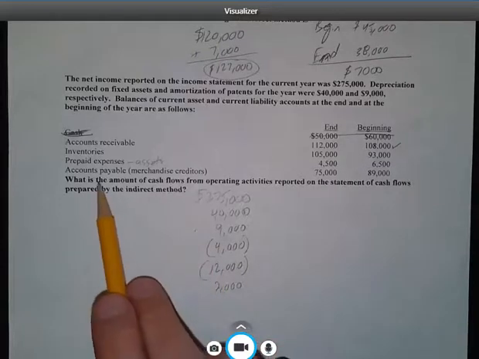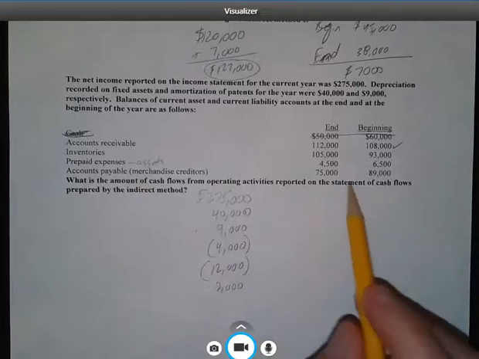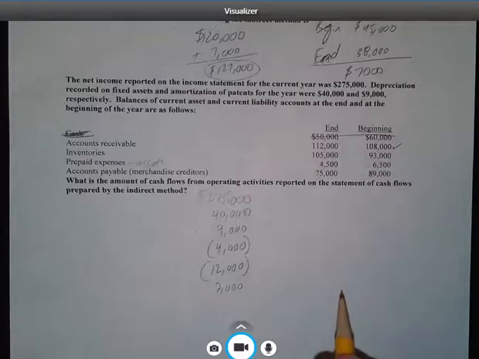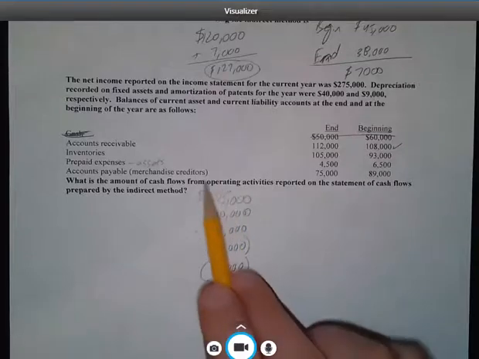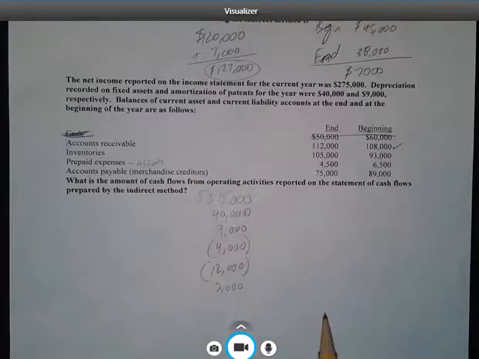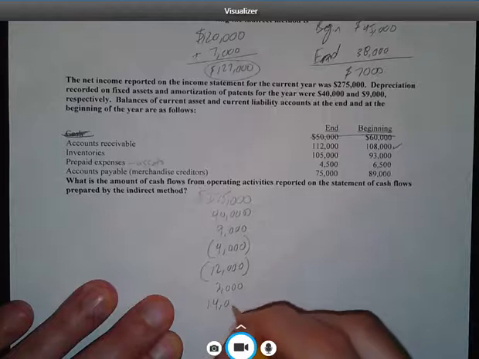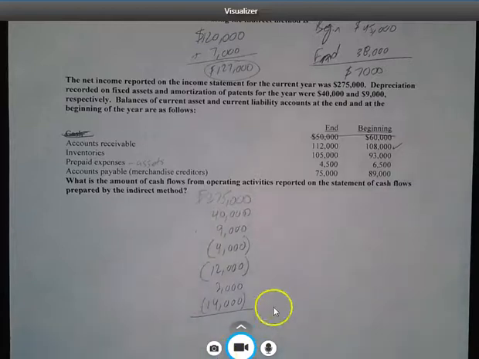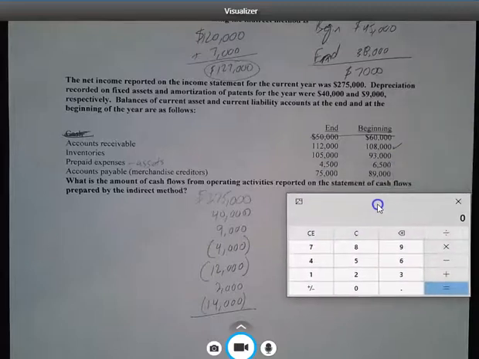And then our final item says accounts payable, which is a liability. Beginning was 89,000, end was 75,000. This means we've paid down a net $14,000 to our creditors. So that means that $14,000 of what we paid was really from a prior period. So this is a $14,000 adjustment and it is a negative figure. Liabilities, if you recall, move in the same direction. If the liability goes down, the adjustment to net income is also down.